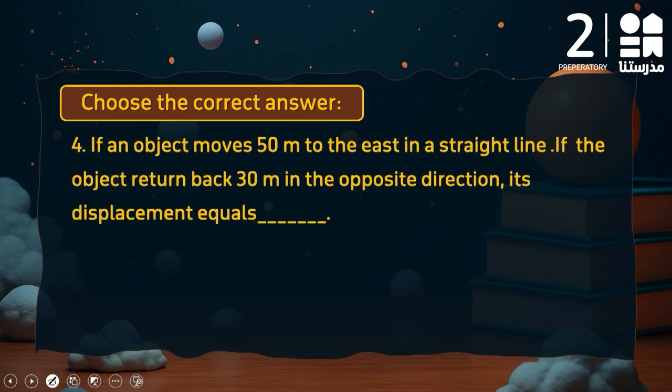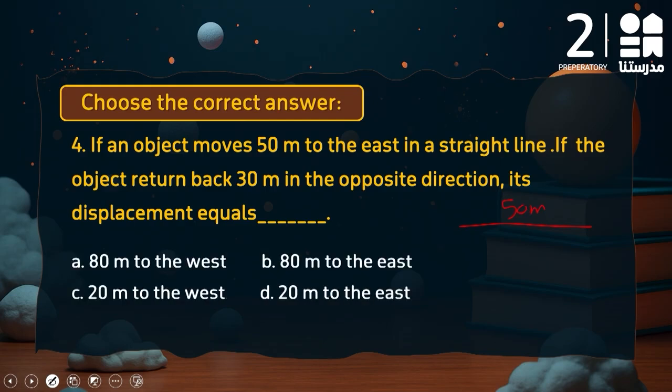If an object moves 50 meters in a straight line, and then returns back 30 meters in the opposite direction, its displacement equals the difference between them, which is 20 meters, and the direction is east.